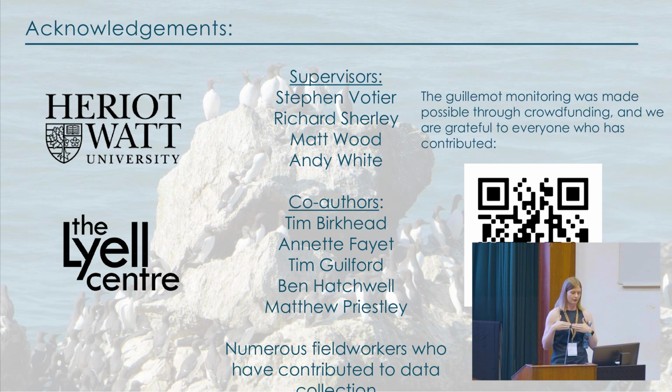Guillemots breed at a much higher density than razorbills, so I think maybe the razorbills might be getting closer to the carrying capacity of Coimbra compared to the guillemots, whereas I think the guillemot population is about 30,000 on Coimbra, and previously it was estimated about 100,000, so the guillemots have still got a long way to go, and the same with the puffins, which are still increasing as well.